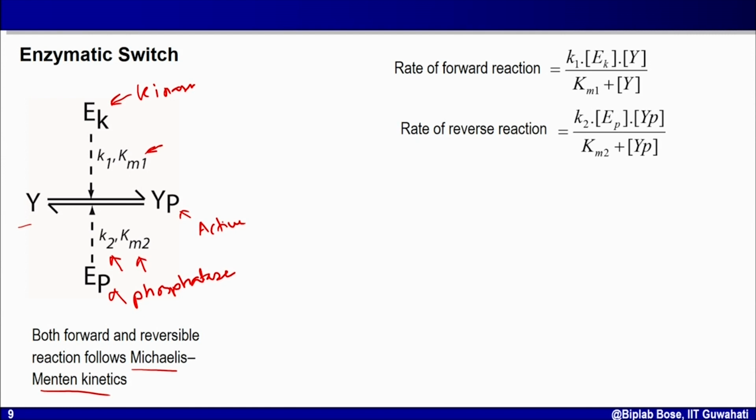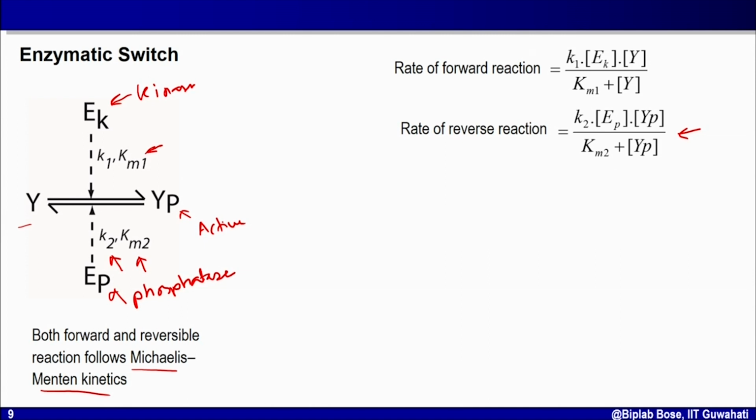So I can write down the rate of forward reaction, as per Michaelis-Menten kinetics, as K1 into Ek, that is the total concentration of Ek kinase, into Y, that is substrate concentration, divided by the Michaelis-Menten constant for that reaction, Km1, plus the substrate concentration. Similarly, for the reverse reaction, I have rate equal to K2 into EP, where EP is the total concentration of the phosphatase, into YP. YP is the concentration of the substrate here, that is the phosphorylated Y, divided by, in the denominator, Km2, that is the Michaelis-Menten constant, plus the substrate YP.